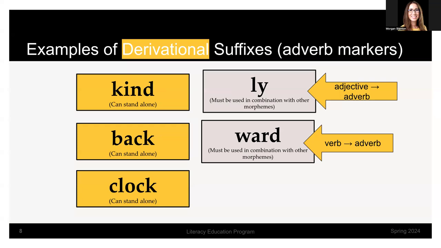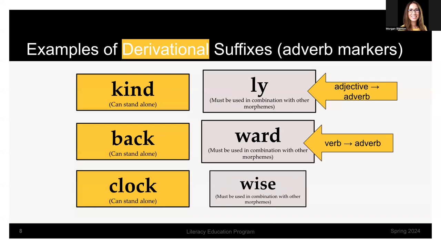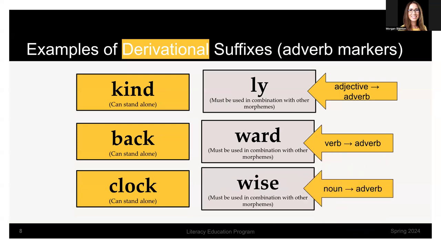And then the last one, clock, is a noun. But when you add wise, you make it clockwise, then you've turned that noun into an adverb. You're saying this is how we're going to move around the room. We're going to move clockwise around the room. But clock is an actual thing. So it's a noun.